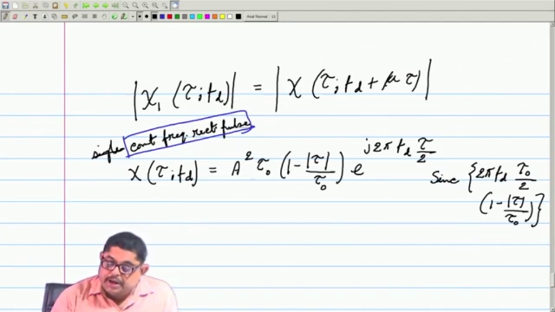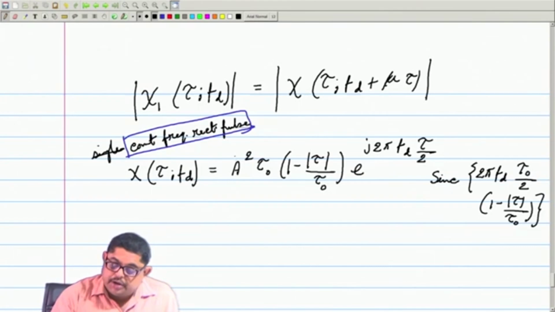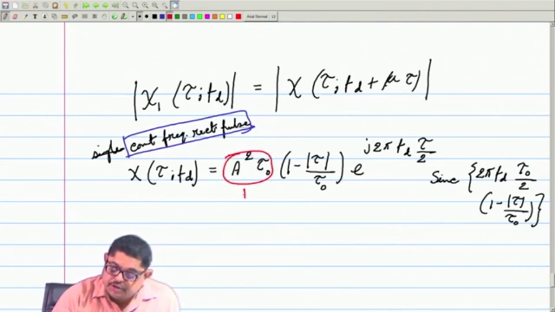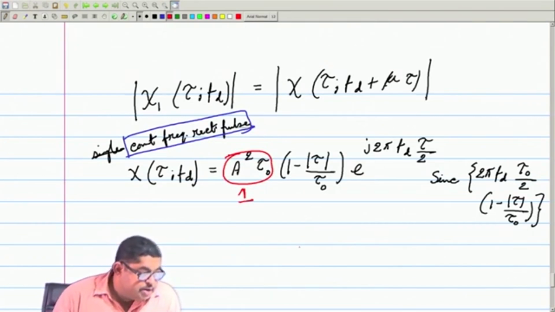If I want to normalize, a square tau naught should go to 1, because a square tau naught is the energy. So, it should go to 1, and actually you can now make that this will become 1, and so without this.